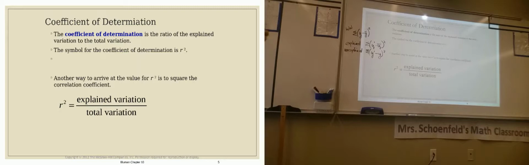Okay, another way to arrive at the r squared value is the correlation coefficient.